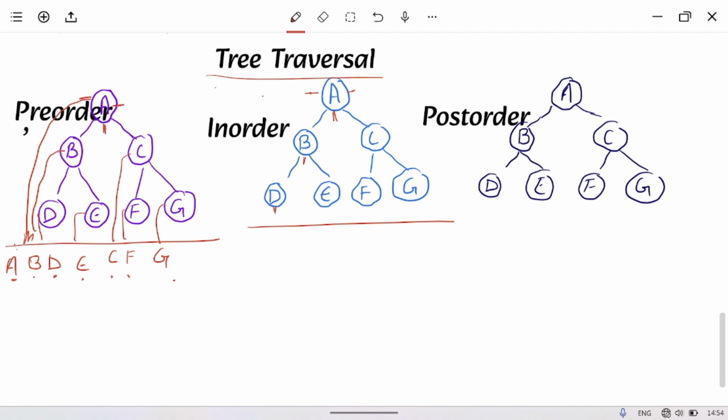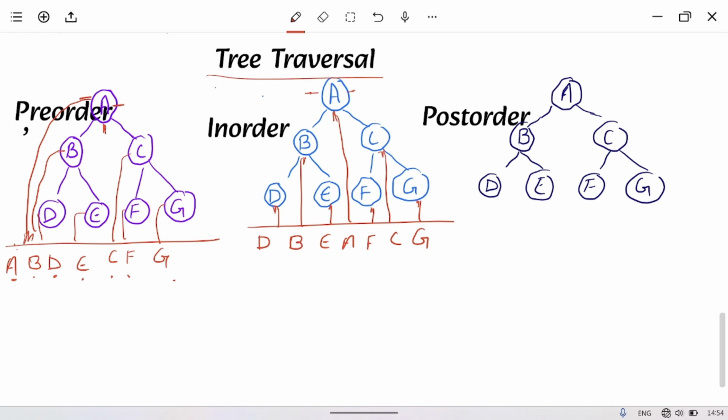This is bottom, this is bottom, this is bottom, bottom, bottom. Connect to the bottom line. Connect, connect, connect. Again, draw. D, B, E, A, F, C, G. Now scan from left to right. D, B, E, A, F, C, G. This is the in-order.